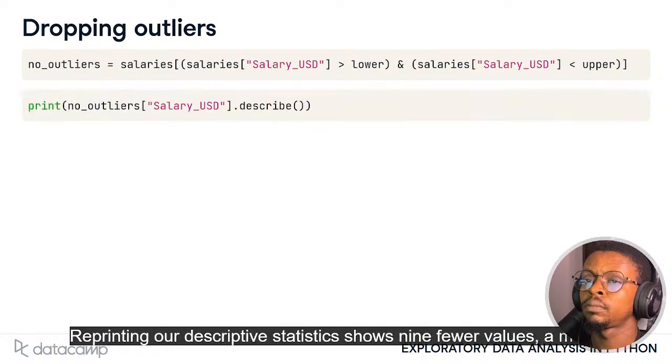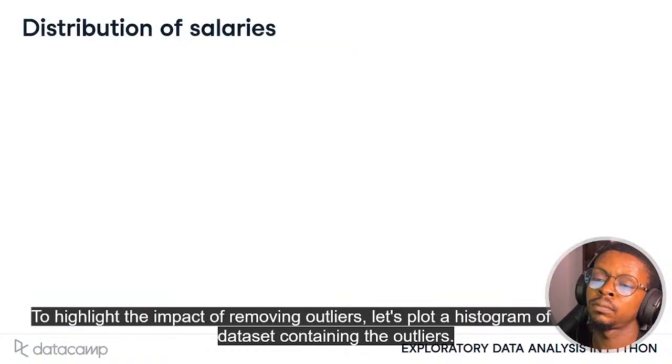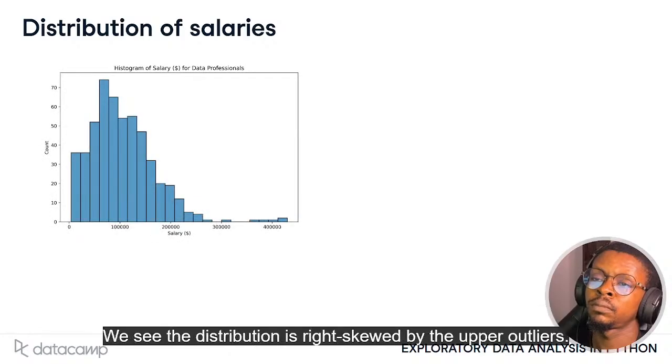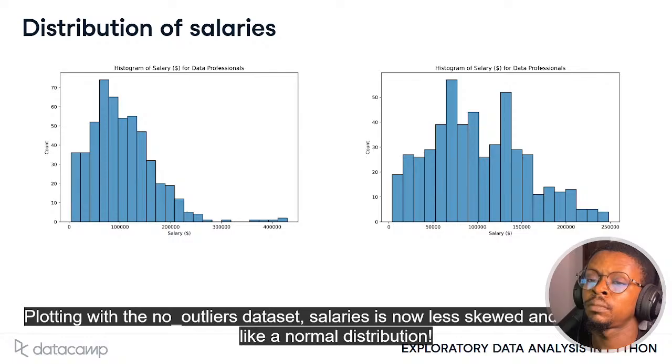Reprinting our descriptive statistics shows 9 fewer values, a mean that is $5,000 less than before, and a much lower maximum salary. To highlight the impact of removing outliers, let's plot a histogram of the original dataset containing the outliers. We see the distribution is right skewed by the upper outliers. Plotting with the no outliers dataset, salaries is now less skewed and looks more like a normal distribution.